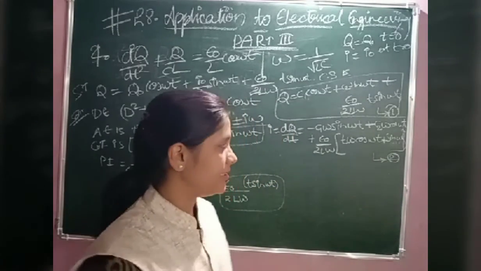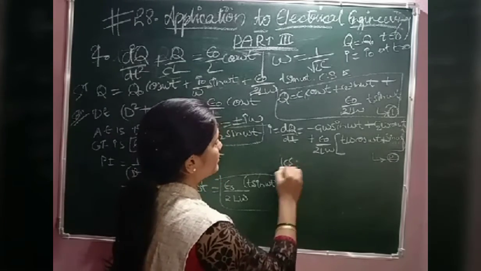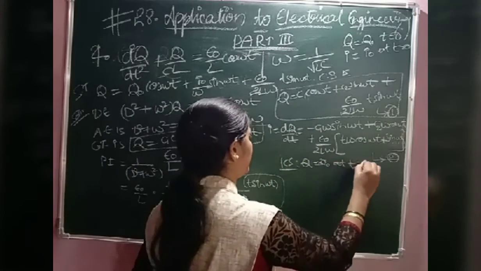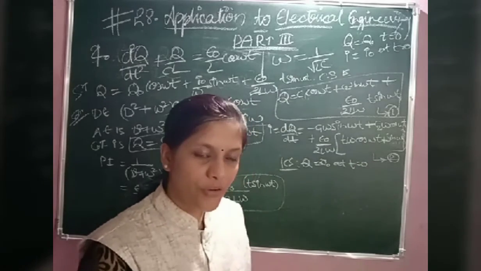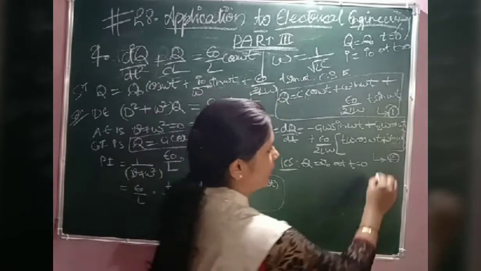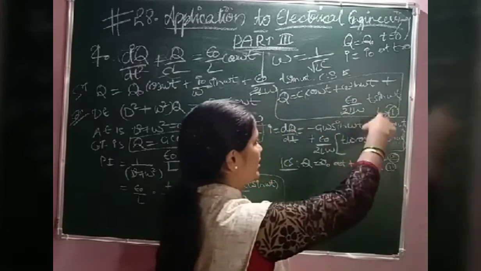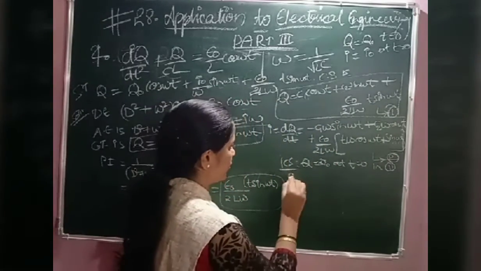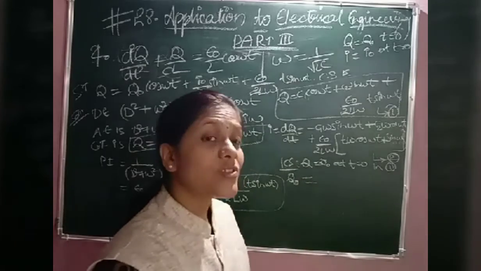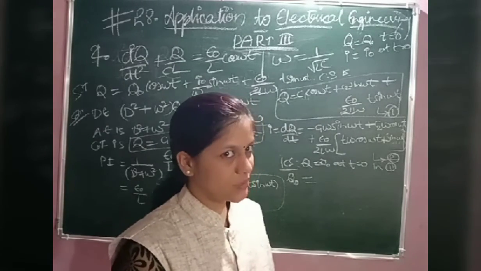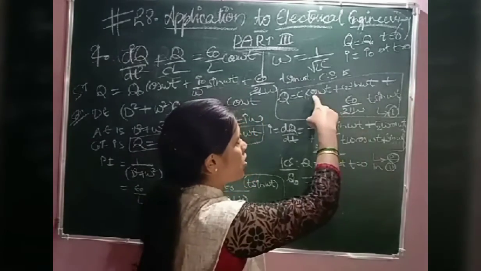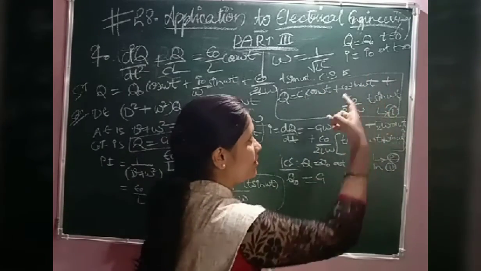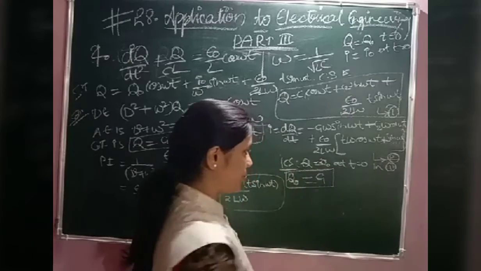Now let us use the conditions. The first initial condition is Q = Q₀ at t = 0. So put Q = Q₀ and t = 0 in equation 1. So Q is Q₀, t is 0. Sin 0 is 0, cos 0 is 1, so C₁ as it is, and the sin 0 term vanishes. So C₁ = Q₀.